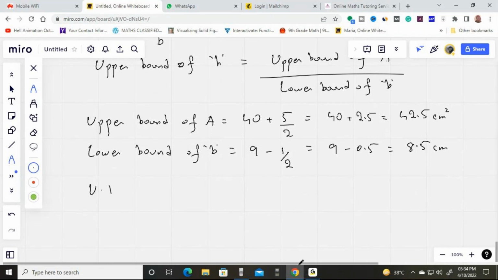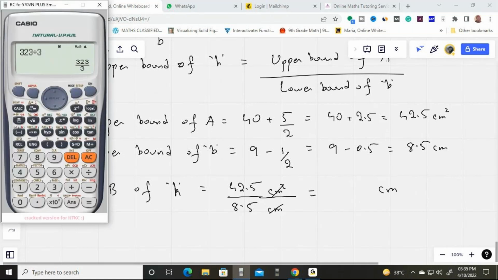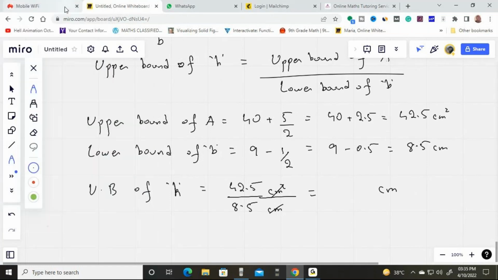The upper bound of your h is 42.5 divided by 8.5, centimeters square upon centimeters. This and this will get cancelled. You're getting simply centimeter left, and 42.5 divided by 8.5 is 5. So this is going to be our answer. The upper bound of h is this. Let's check it out.